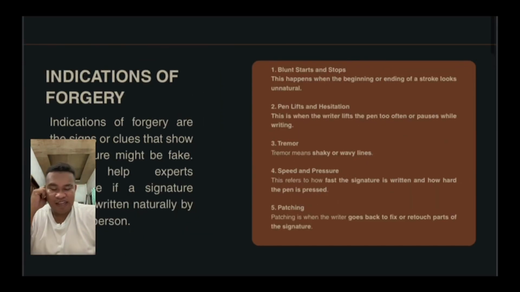Next is indication of forgery. So, what is indication of forgery? Indications of forgery are the signs or clues that show the signature might be fake. This helps the expert determine if a signature was written naturally by a person. First is the blunt start and stop. This happens when the beginning or ending of the strokes does not look natural.